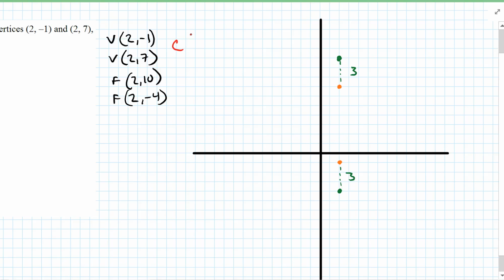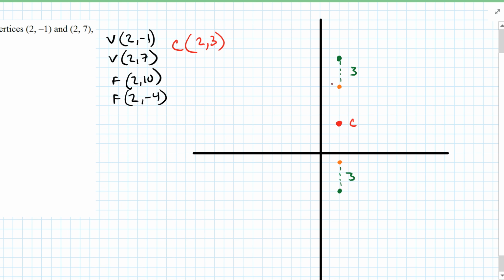So the center is going to be, you add the x's of the vertices and divide by 2, so it's going to be 2. You add those, so -1 plus 7 is 6, divided by 2 is 3. So the center is 2, 3. 1, 2, 3. Okay, so that's the center.